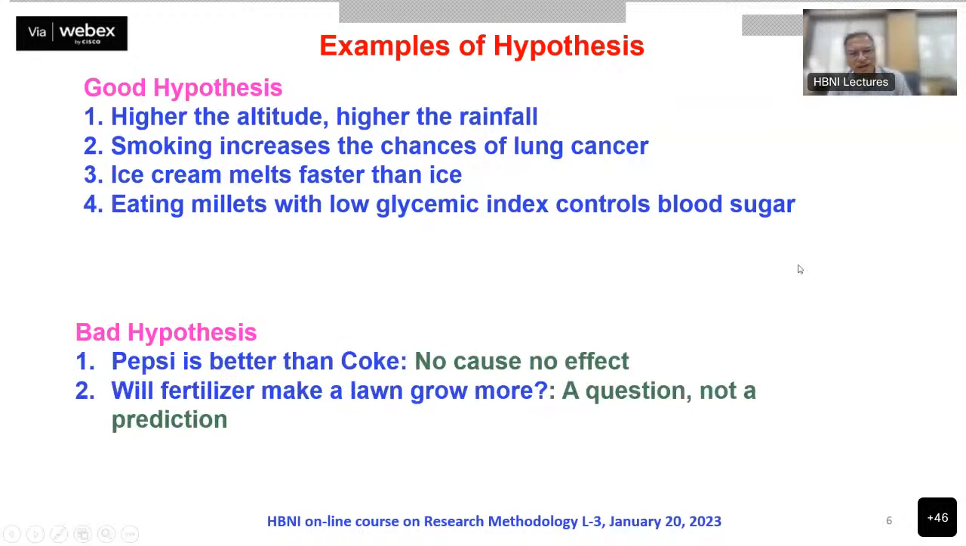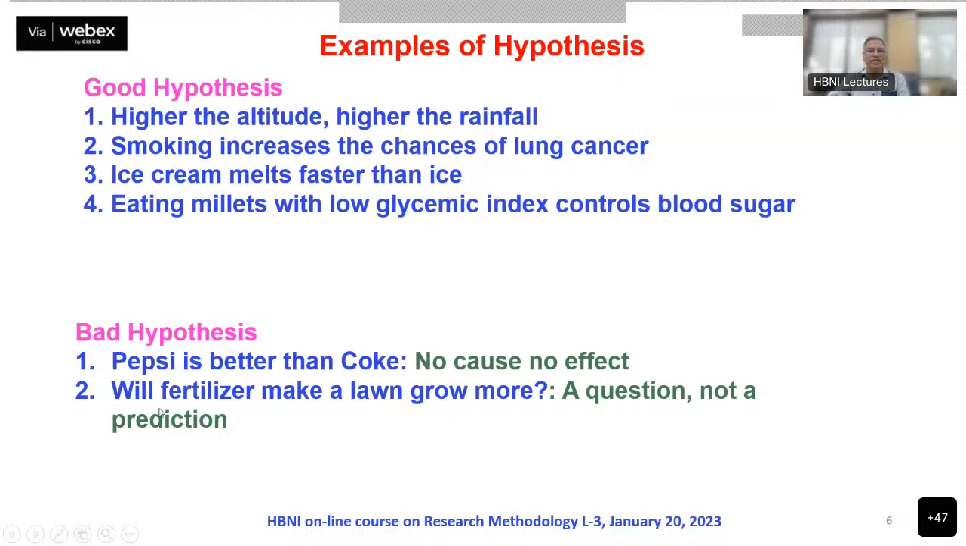Now, the bad hypotheses are like this. For example, Pepsi is better than Coke. It is not a proper hypothesis, no? How would you test this hypothesis? There is no cause, there is no effect. It is a question of liking. Somebody may like Pepsi, somebody may like Coke. So it is not a hypothesis properly.